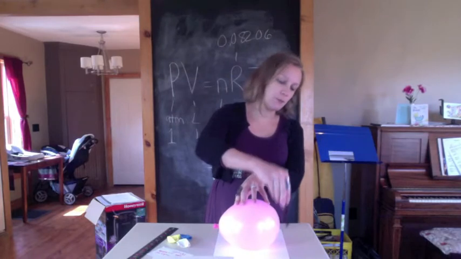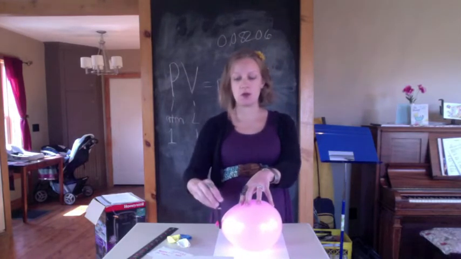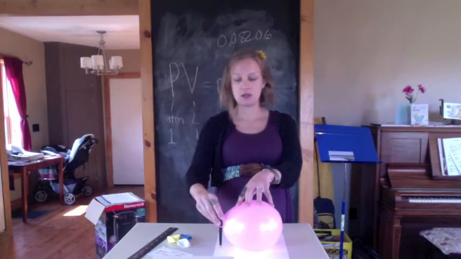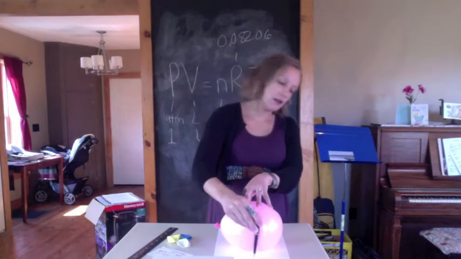When you're tracing it, the widest part of the balloon is what you want. So put your pen so that it's straight down. Don't angle it in or out.